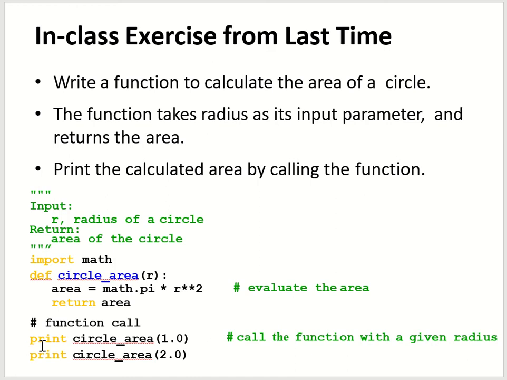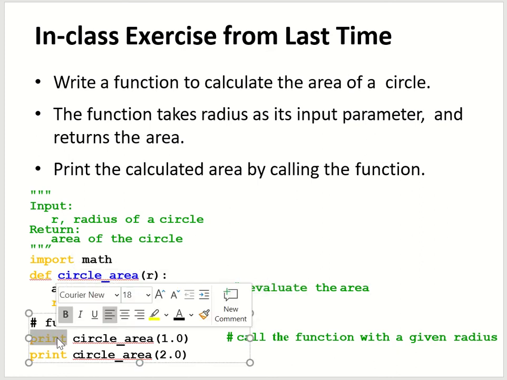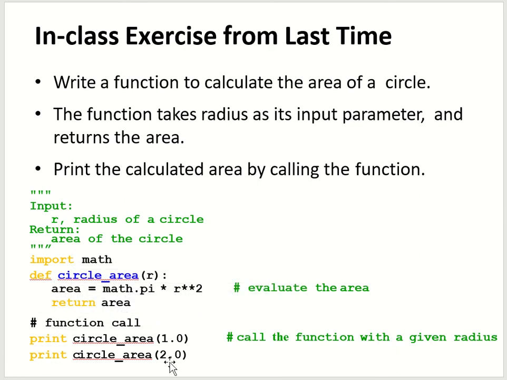Lower in the script, below that, would be the function call. Here we see circle_area is called with an argument of 1.0 for the r parameter. And the output of that function, the value of area that is returned, is then printed. And then finally there's a very similar function call that passes an argument of 2.0.